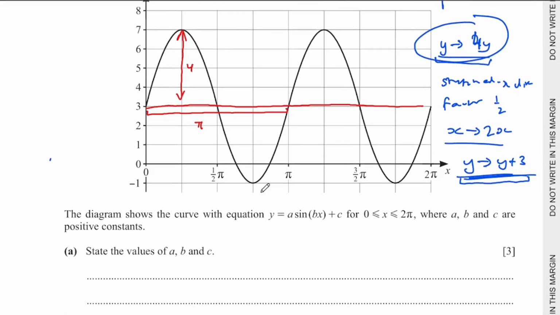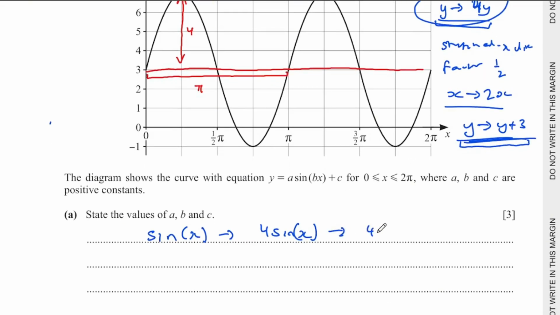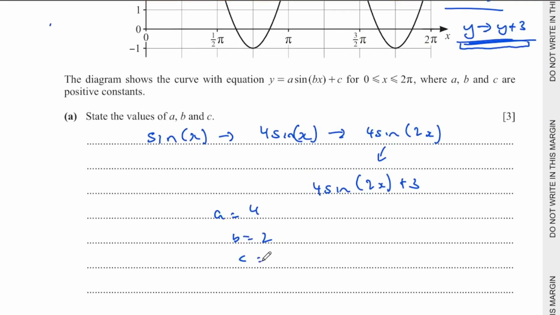So we start off with sine x, and this becomes 4 sine x, the y changing to 4y. Then x becomes 2x, so 4 sine 2x, and then y becomes y plus 3, so we just add 3 to this entire thing, which becomes 4 sine 2x plus 3. So your value of a is 4, your value of b is 2, and your value of c is 3, and that's going to be your answer for this.